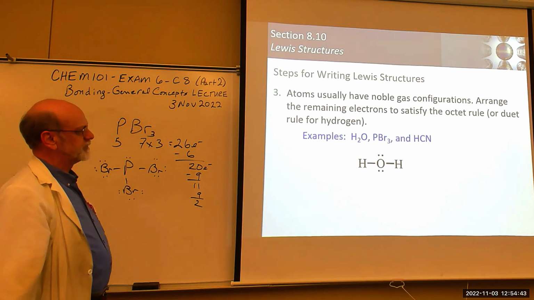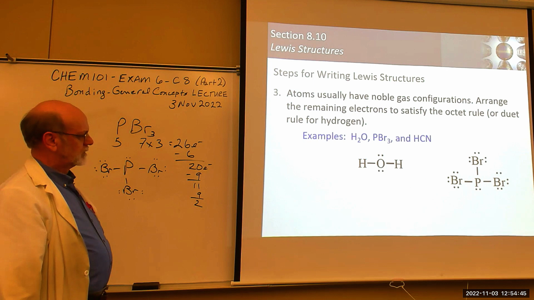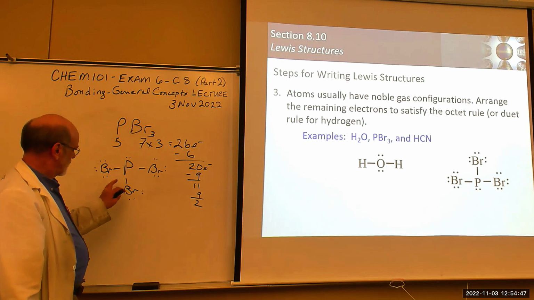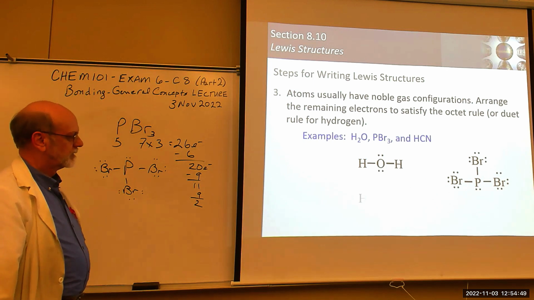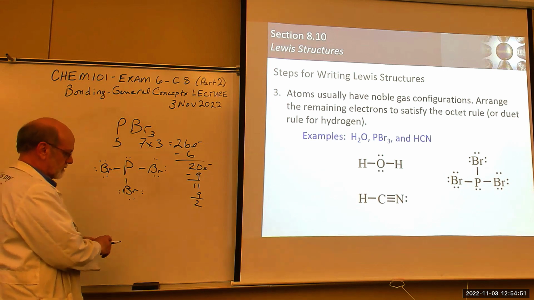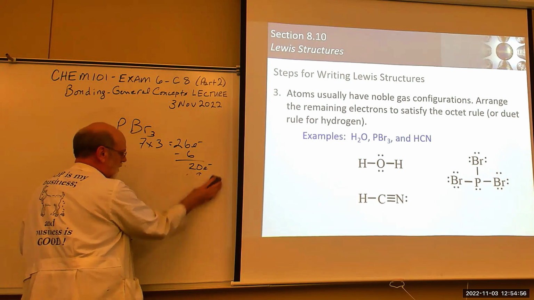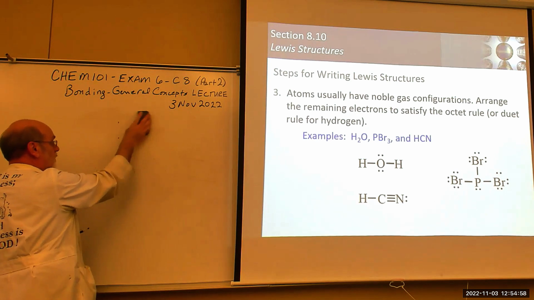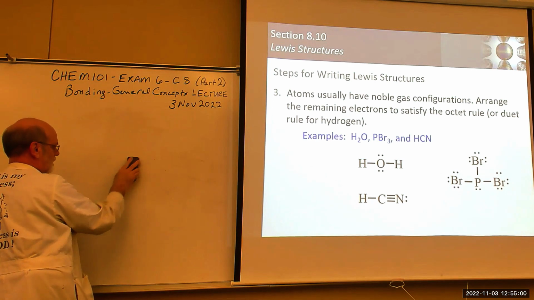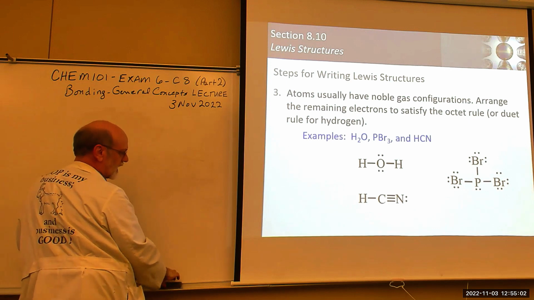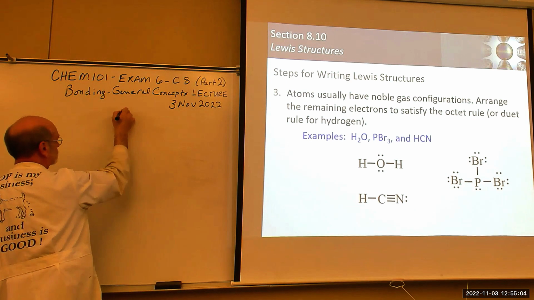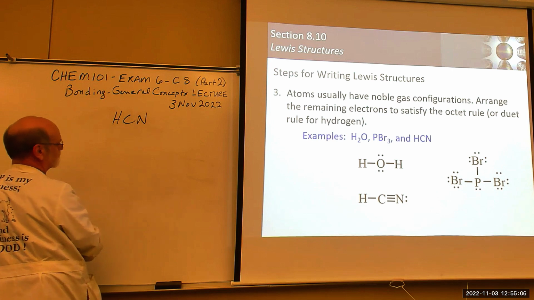Okay, so we finished that one off. There you go. So that's the one we just did. Now, how about this one? Hydrogen cyanide. So up to this point, we've only worked with single bonds. How do we end up with a triple bond on hydrogen cyanide?